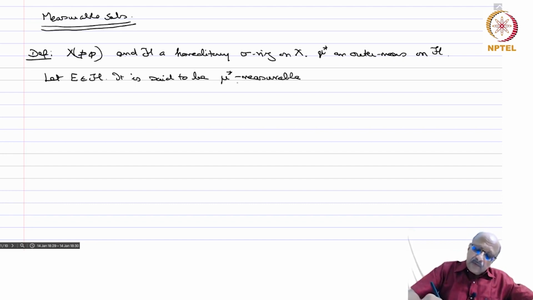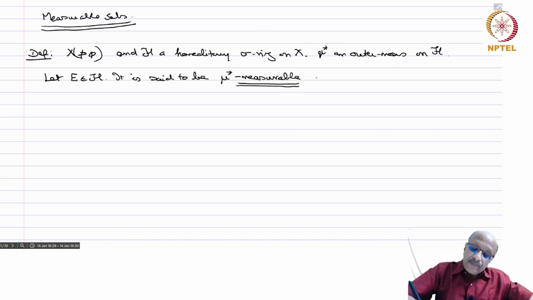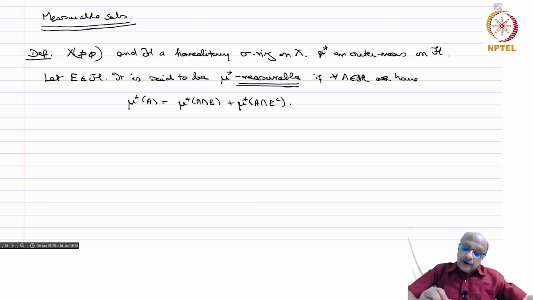We want to say measurable, but we want to say with respect to what outer measure, and therefore we say mu star measurable so that we have no confusion. So it's mu star measurable if for every A in H we have mu star of A is mu star of A intersection E plus mu star of A intersection E complement. Okay, so you see A is the disjoint union of A intersection E and A intersection E complement. So for every set A, if you write this disjoint decomposition, then mu star acts like a measure. Therefore you say that the set E is measurable. Okay, so that's the reason for that.